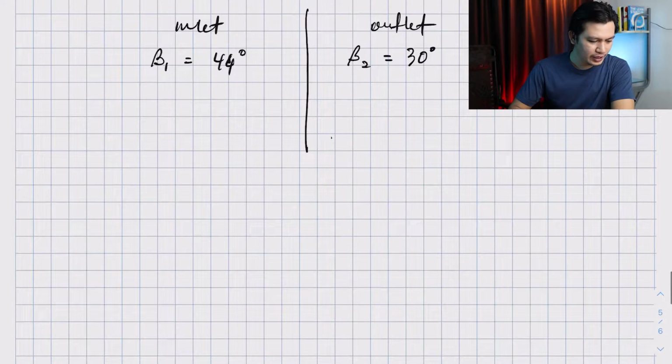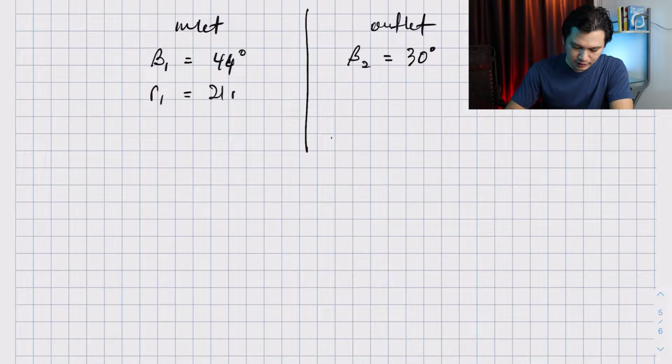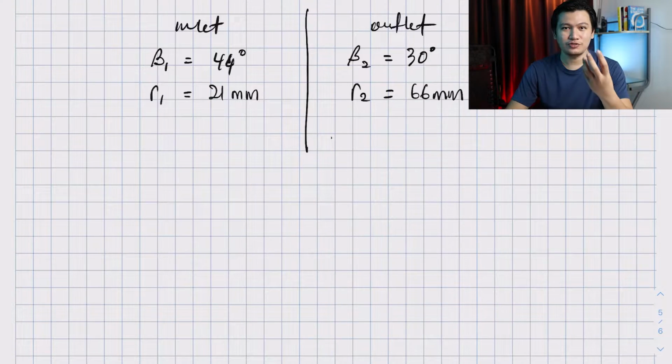And next what we have is R1, which is the radius at inlet, is 21 millimeter, and then the radius at outlet is 66 millimeter. Usually when radius is given, it means that you are required to find the velocity of the blade, because the rotational velocity multiplied with the radius will give you the blade speed.